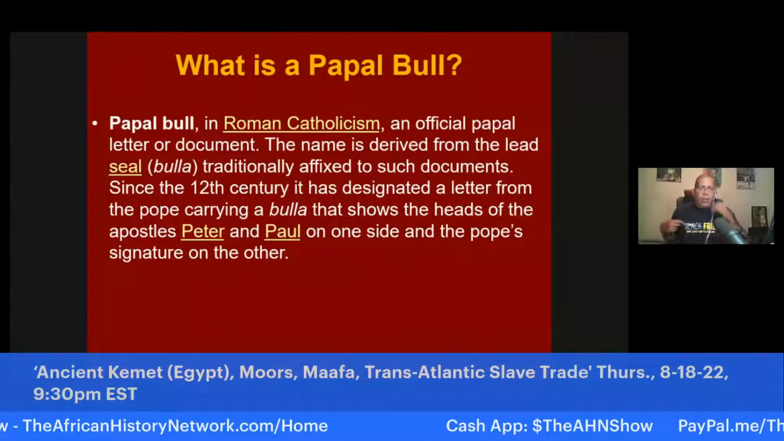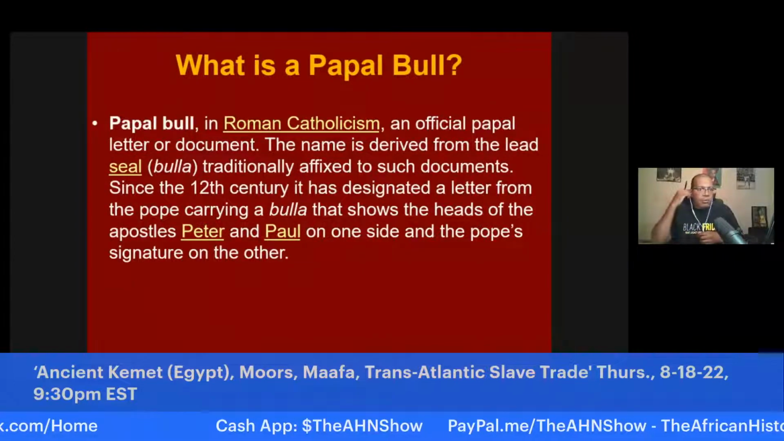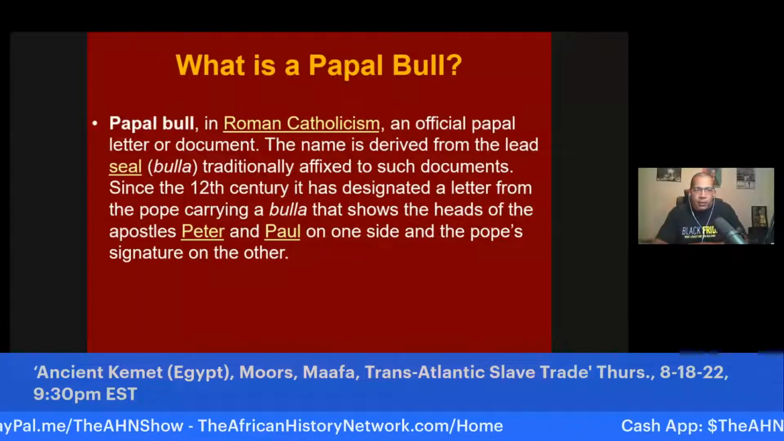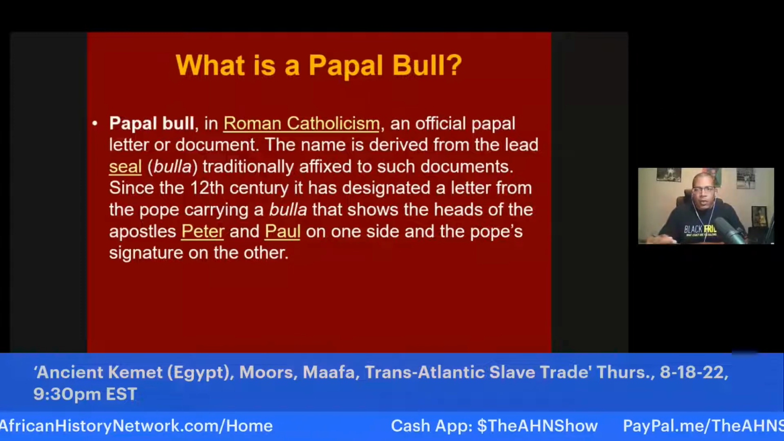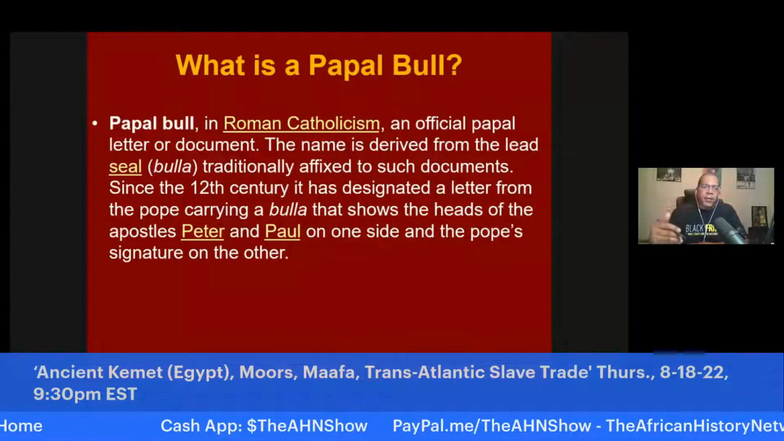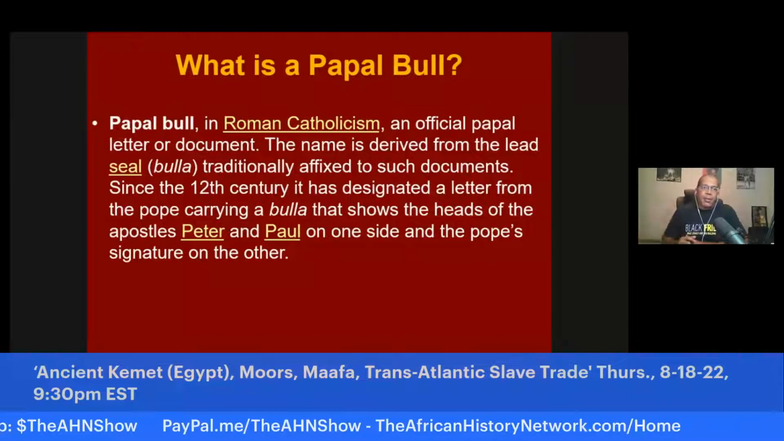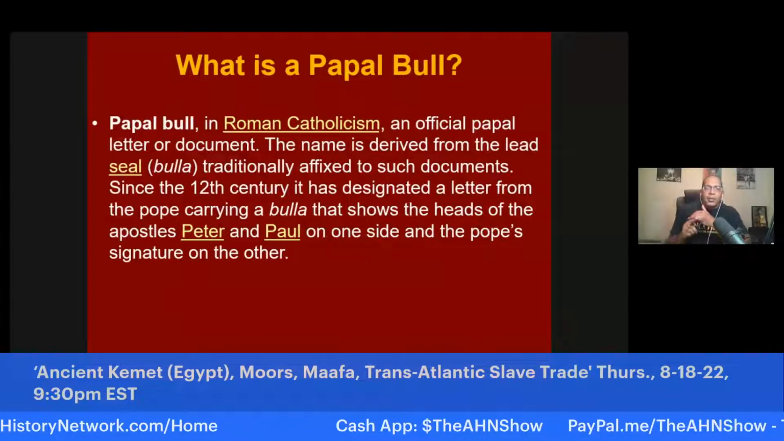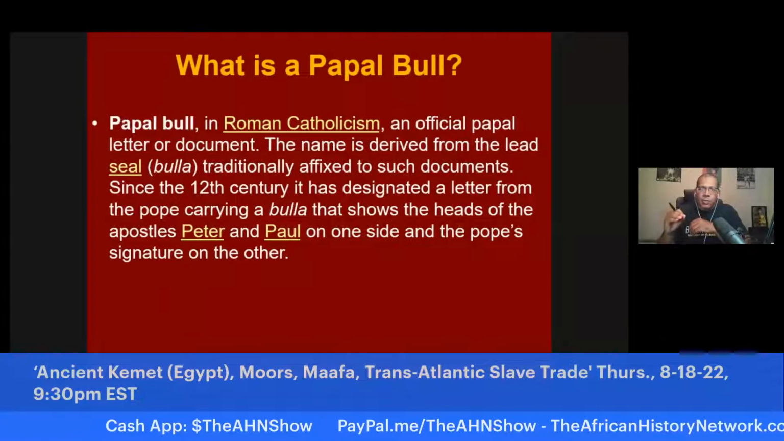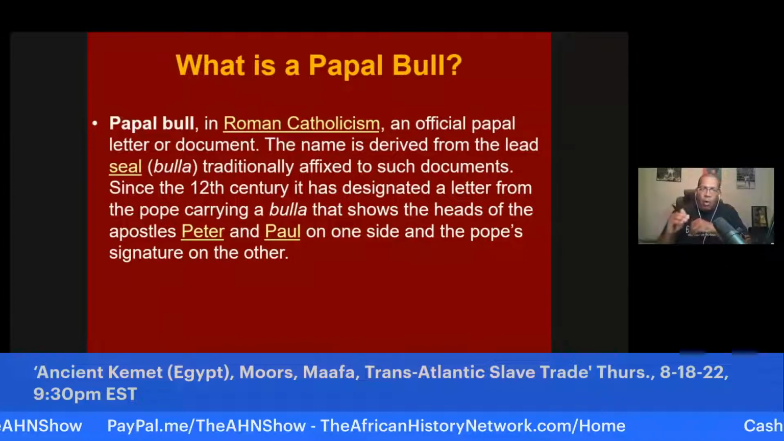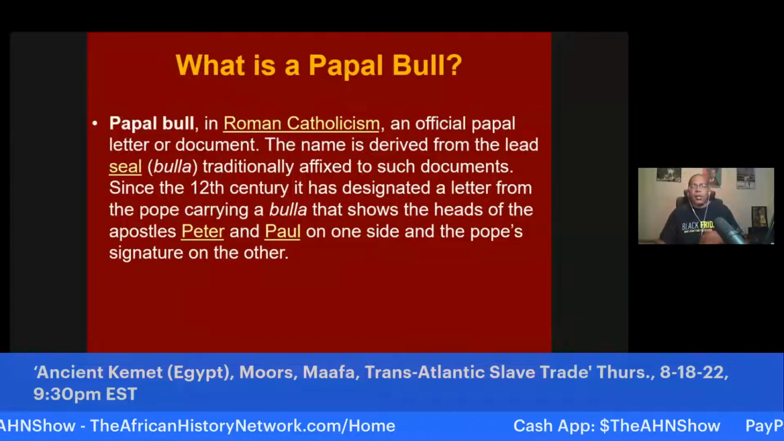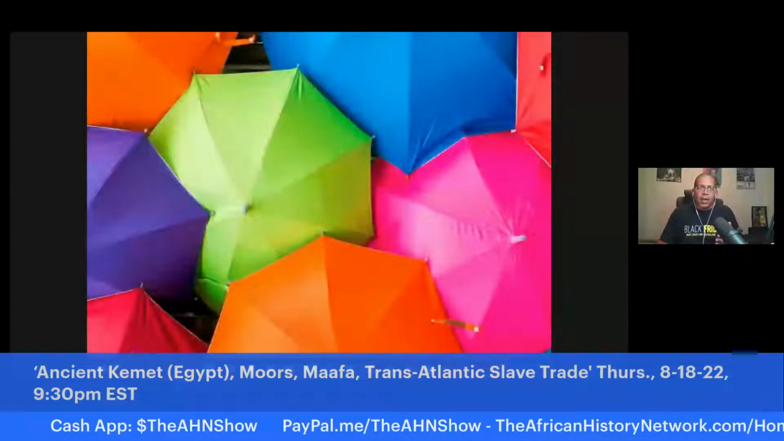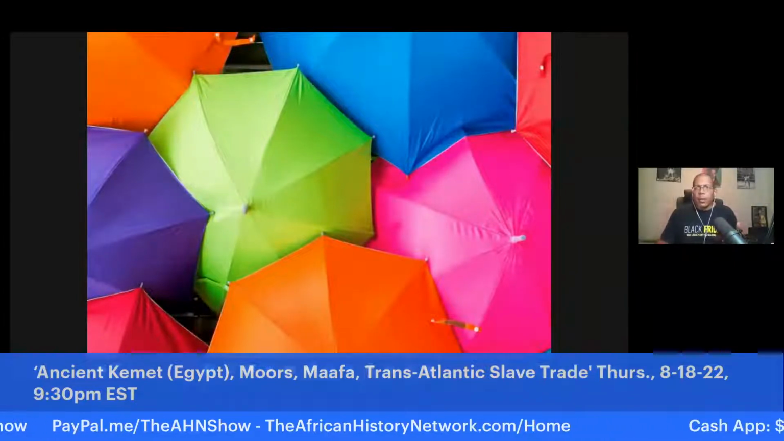So what's a papal bull? Some people may ask the question, what's a papal bull? In Roman Catholicism, a papal bull is an official letter or document. The name is derived from the lead seal, bulla, B-U-L-L-A, traditionally affixed to such documents. Since the 12th century Common Era, it has designated a letter from the Pope carrying a bulla that shows the heads of the apostles, Peter and Paul, on one side, and the Pope's signature on the other side. So this is what a papal bull is. It's an official letter or document coming from the Pope.